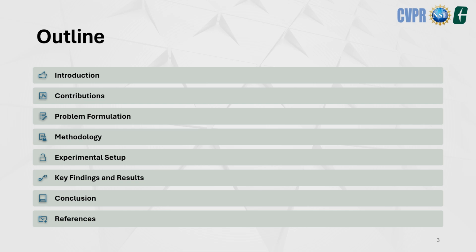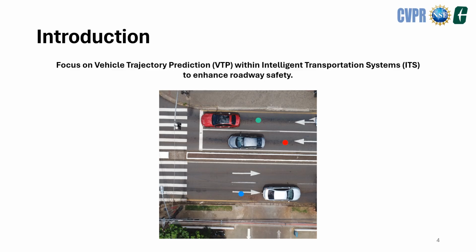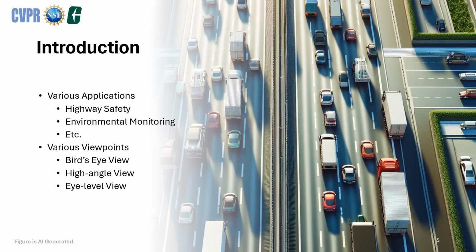And here you can see the outline of our presentation. This paper concentrates on vehicle trajectory prediction. The accompanying short animation illustrates that vehicle trajectory prediction seeks to forecast the future movements of vehicles based on their observed trajectories over previous time steps. Vehicle trajectory prediction serves multiple applications such as highway safety and environmental monitoring.